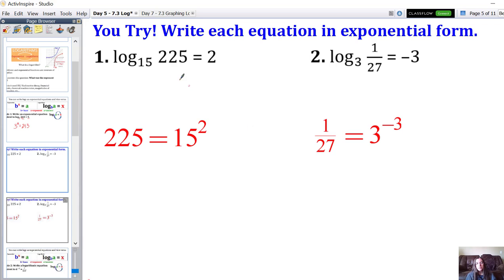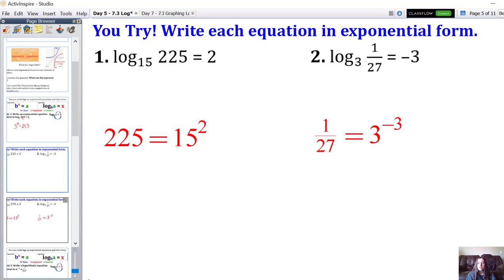So let's see what we got. Our base was 15, our exponent was 2, and our answer was 225. Notice it's in a different order on each side of the equal sign from what I did before, but it still means the same thing. And then for number 2, our base was 3, our exponent was negative 3, our answer is 1 over 27.